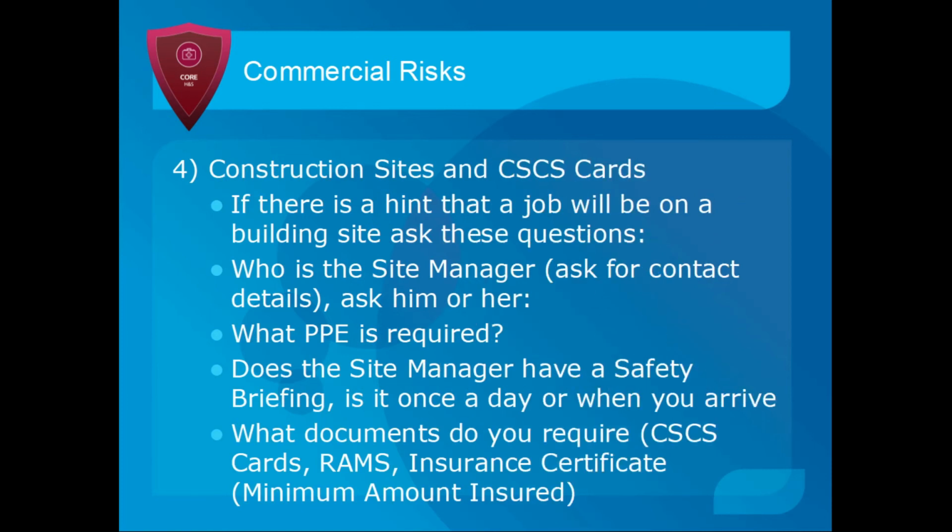Construction sites and CSCS cards. You can only get a CSCS card if you're qualified to perform the task you're proposing to do, and you've passed a health and safety course. So if there is a hint that a job will be on a building site, you need to ask some pertinent questions before you arrive, or else you're not going to be allowed onto the site. Find out who the site manager is, ask for the contact details, either a mobile number or an email address. And then you need to ask the simple question, what PPE is required?